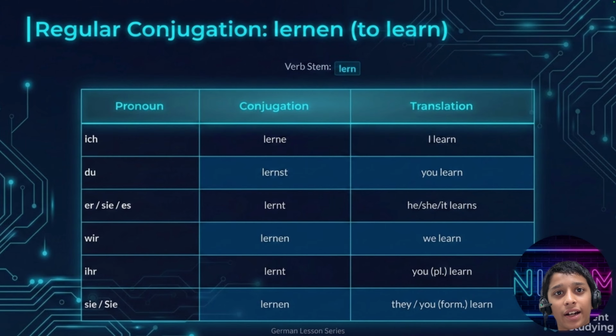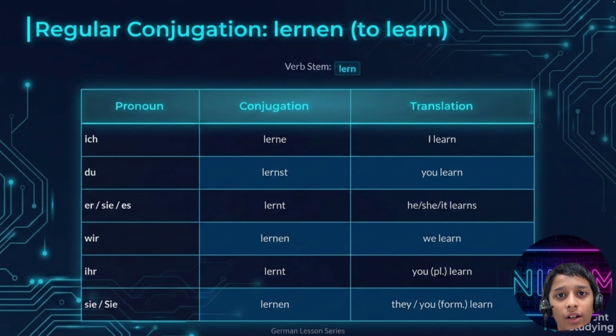Let us apply the endings to a concrete example. Lernen, to learn. The stem is lern. Ich lerne. I learn. Du lernst. You learn. Er, sie, es lernt. He, she, it learns. Wir lernen. We learn. Ihr lernt. You all learn. Sie or Sie lernen. They learn, or you formal learn. Observe that the stem remains unchanged throughout; only the ending varies. This is the hallmark of the regular conjugation.